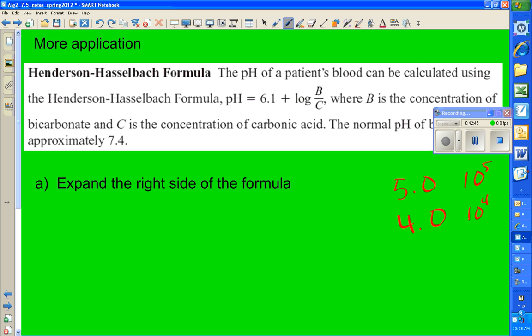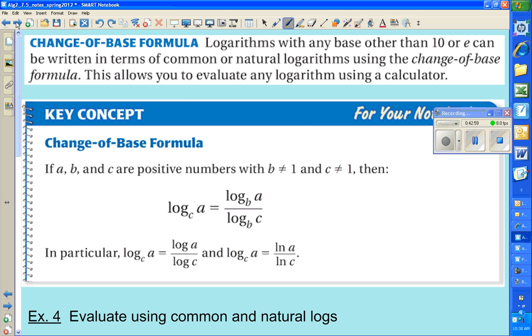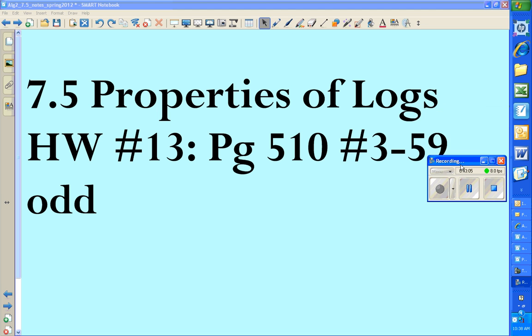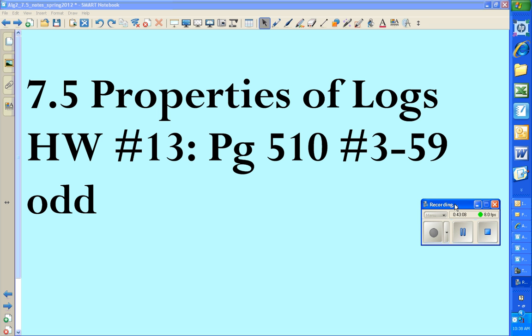What I want you to know about these is that when we're looking at the applications, we're going to give you the formula, and you don't have to worry about memorizing them. There's a couple in the homework tonight, but they're very basic, and they're not the focus of this lesson. The focus of this lesson are the early problems, and they have to do with the properties.